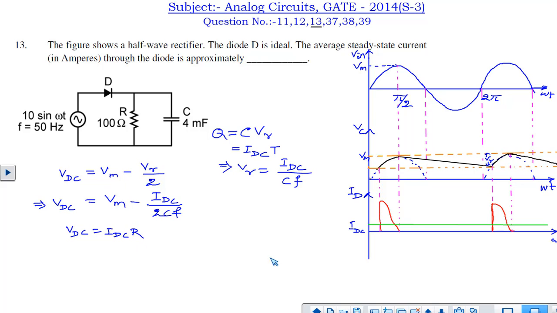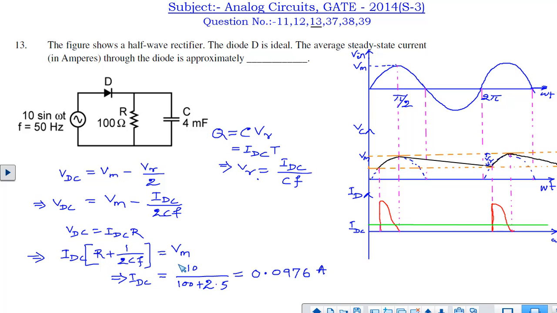Now we will equate these two, so we can easily get IDC. IDC is nothing but Vm divided by R, where R is given as 100 ohm, divided by 1 plus 2CF, where C is given as 4 millifarad and F is 50 Hz. After putting this in, we can easily get the average value of the diode current. That will be approximately equal to 0.0976 ampere, and it is asked in ampere. So the DC value of the current is 0.0976 ampere. Thank you.